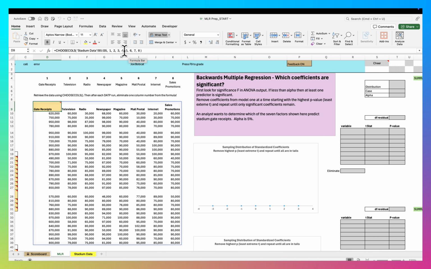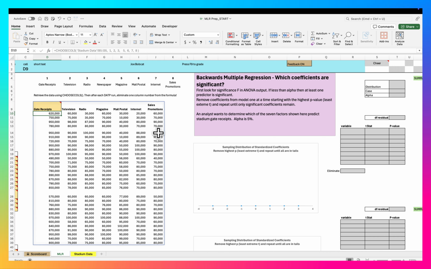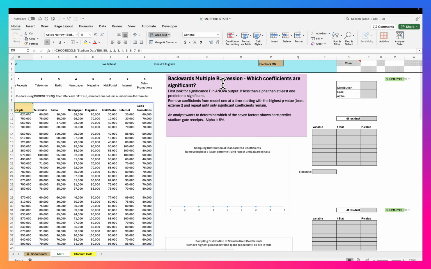So for example, let's say I happen to know that newspaper is going to be the first one to go. A little preview. So let's say I took out newspaper and its comma. And you see how I got the data set now with that column missing. I'm going to undo that because we need all the columns for the first one. Okay. So we're doing backwards multiple regression, looking for which coefficients are significant.